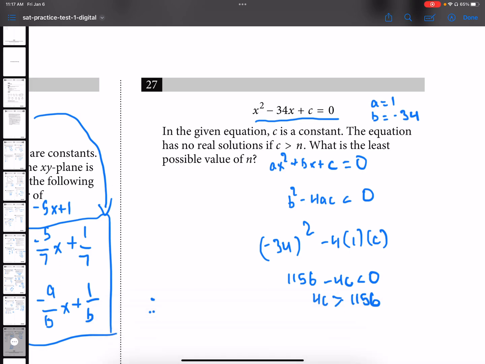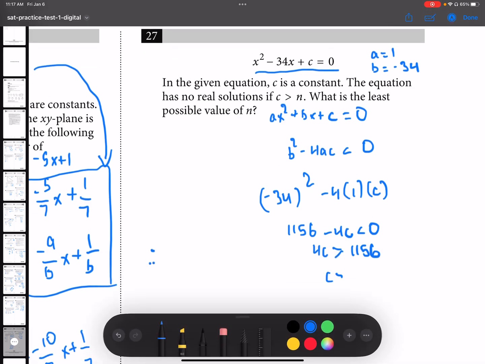And now we're just solving for c. So c is greater than 1156 divided by 4. That means that's 289. So that's our answer.